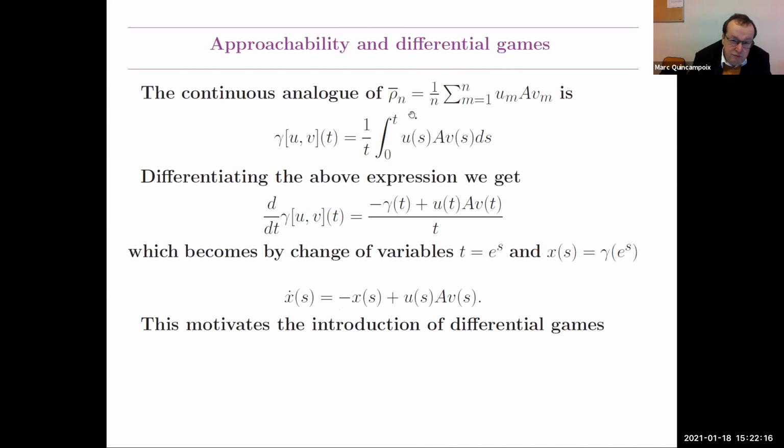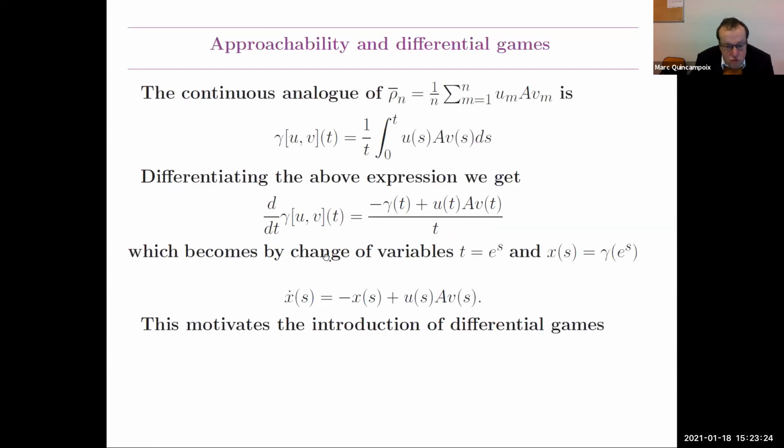When we have the average payoff, the Cesàro payoff, we can have a continuous analog of this payoff, which is nothing else but the integral between 0 and t, 1 over t, of u(s, a, v(s)) ds. When we differentiate this expression, we obtain a differential equation, because it is routine to show that the derivative of gamma is equal to this quotient: minus gamma plus u and v, divided by t. By making an easy change of variable and of unknown function, we obtain this differential equation, x prime of s equal to minus x of s plus u(s), a, v(s). This is exactly the dynamic of the differential game that I will describe now, and this is exactly the motivation for introducing the differential game.